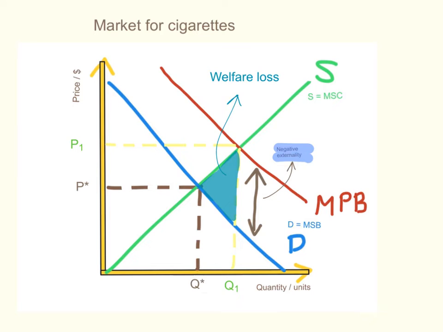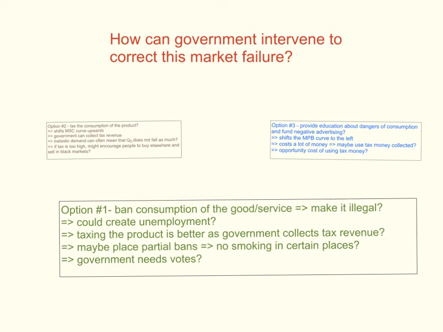But here there is an overconsumption. Instead of consuming Q star, which is the optimum quantity, consumers are consuming Q1. There is an overconsumption of that good. And this triangle here, that is shaded in blue turquoise, is the amount of welfare loss due to that overconsumption. This is, for example, obvious in the market for cigarettes. There is an overconsumption of cigarettes, and they are a demerit good. So there is a situation of overconsumption, and it's not the optimal allocation of resources for society as a whole.